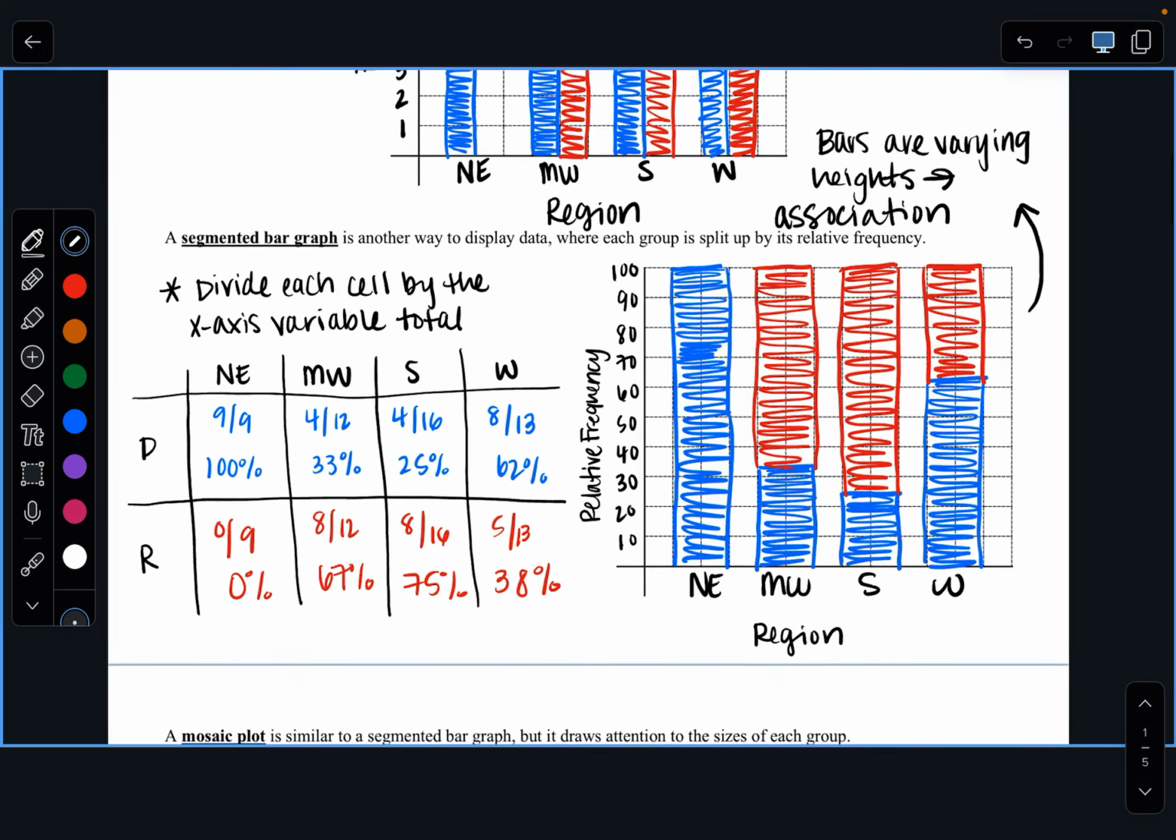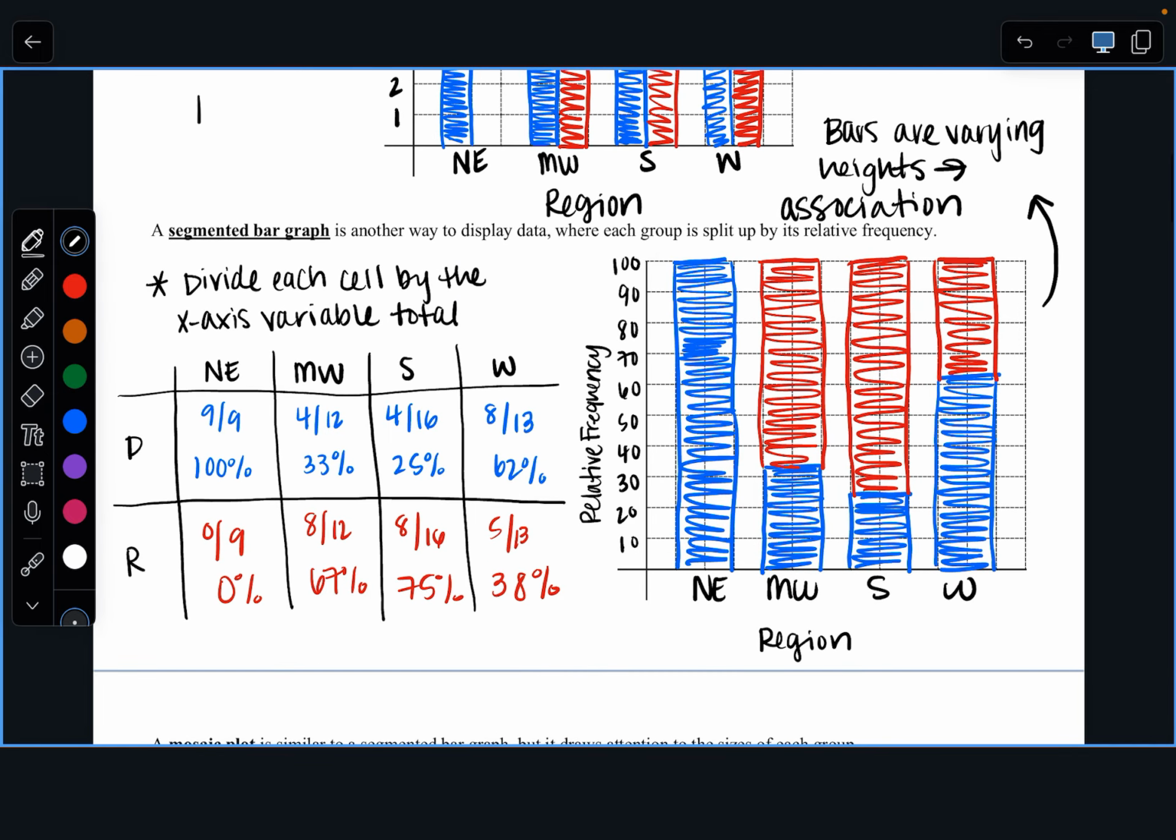And to build on that a little bit, if you were going to see a bar graph and all of the bars looked not exactly the same, but pretty close to each other, like it doesn't make a huge difference whether you pick bar 1 or bar 2, then there is no association. So if you look at a segmented bar graph and they're all about the same height, there's no association between those two categorical variables.